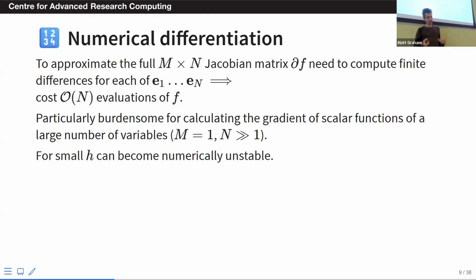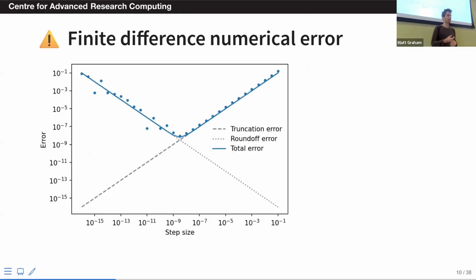There are also some additional issues with the finite difference approach: when we're using small step sizes, just because we are working in floating point arithmetic, they can become numerically unstable. You often see these classic plots showing how the overall error in that finite difference approximation to a derivative varies as a function of the step size. There are two competing effects here. We're truncating a Taylor expansion of the derivative, so we have this truncation error, which gets larger as the step size gets bigger, because in the limit of the step size going to 0 that truncation error effectively disappears.